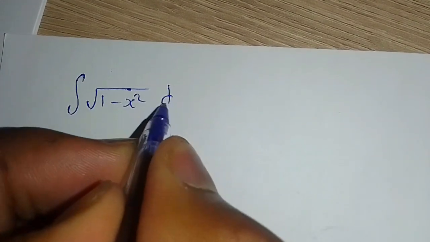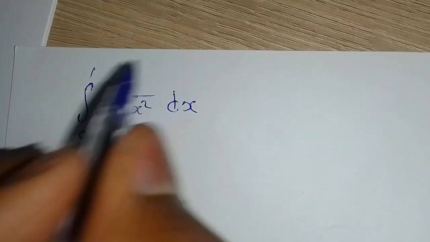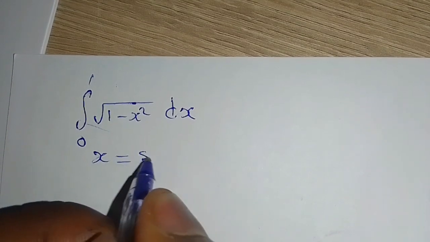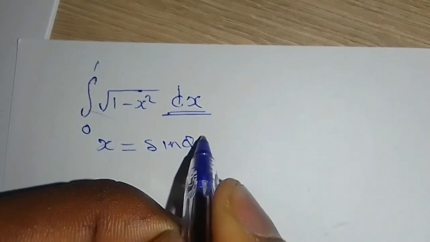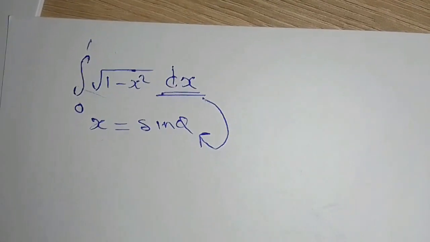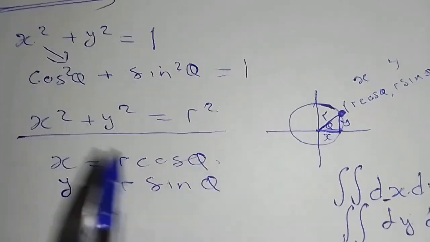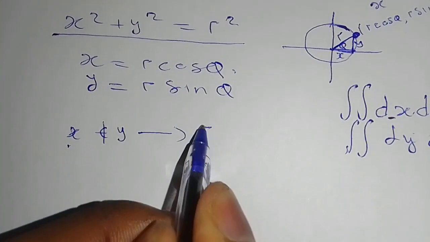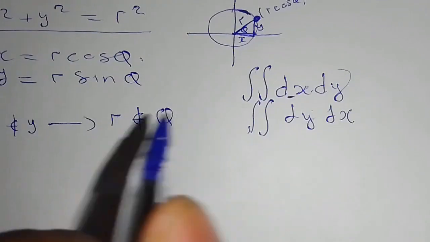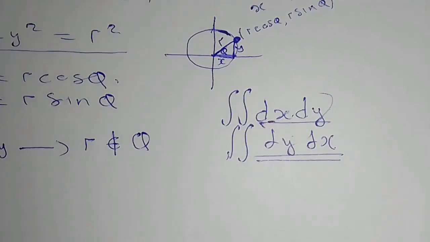Maybe, let's say you have the square root of 1 minus x squared dx. Whenever you have this type of integral, let's say from 0 to 1, it's a trig substitution type of question. You'll let x equal sine theta. If you let x equal sine theta, what you need is to express dx in terms of d theta. That's the whole point of this. So now, since we're transforming from x and y to r and theta, we need to express dx dy or dy dx in terms of dr d theta or d theta dr.